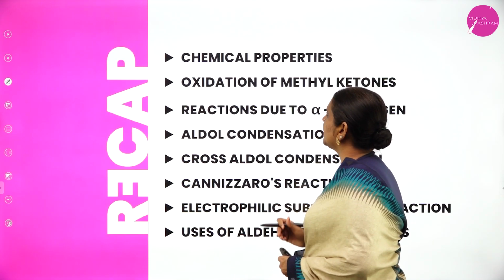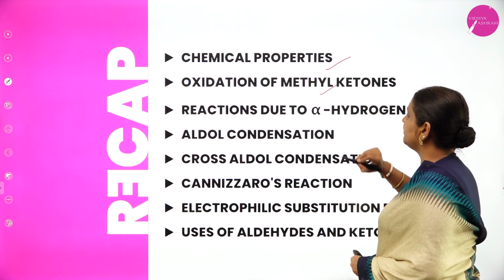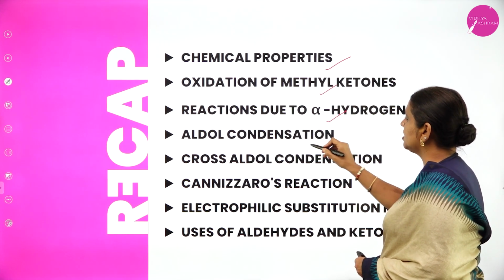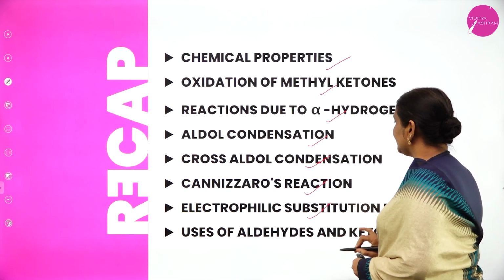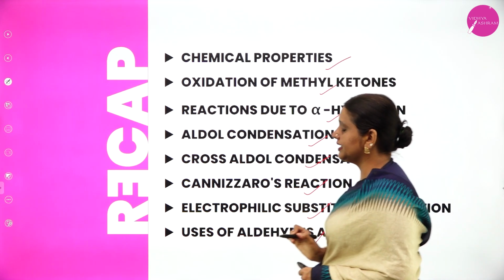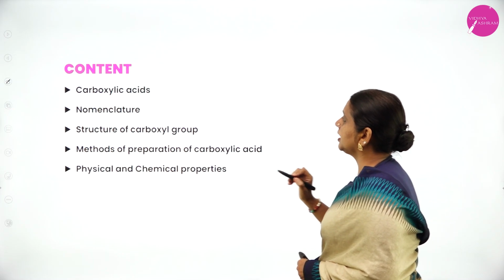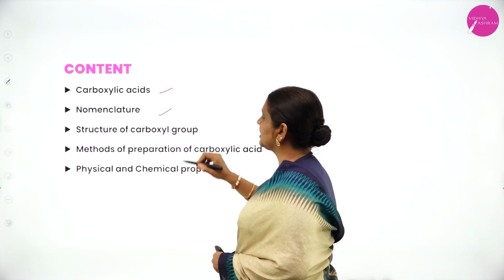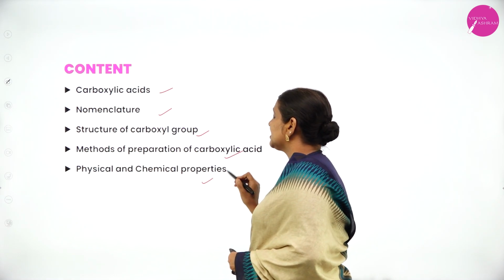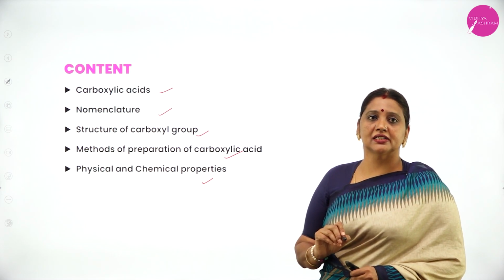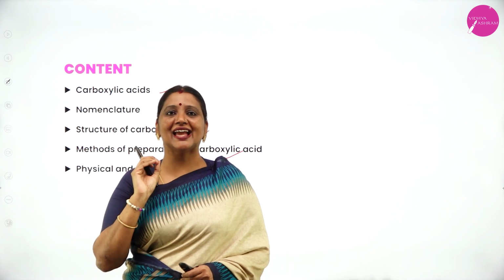In the previous session, I discussed the chemical properties of aldehydes and ketones, like oxidation of methyl ketone, reaction due to alpha hydrogen, aldol condensation, cross-aldol condensation, Cannizzaro reaction, electrophilic substitution reaction, and uses of aldehydes and ketones. In this session, I am going to deal with carboxylic acids: nomenclature, structure of the carboxyl group, methods of preparation of carboxylic acid, and physical and chemical properties. So this session completely deals with carboxylic acids.